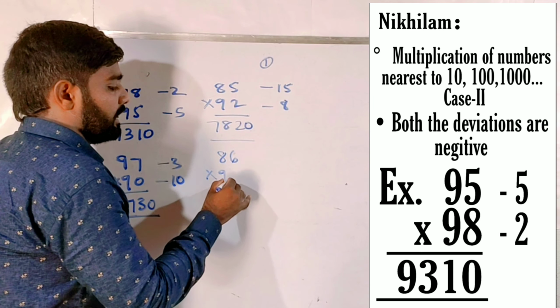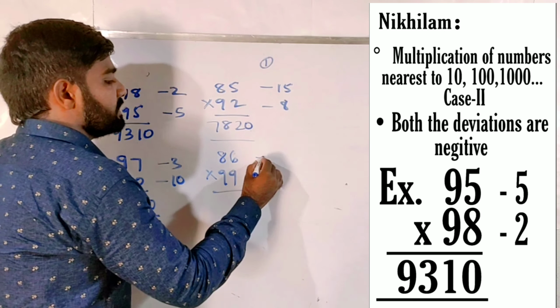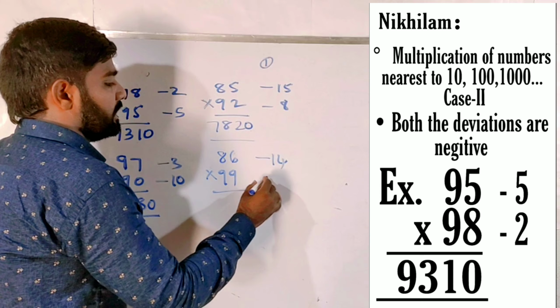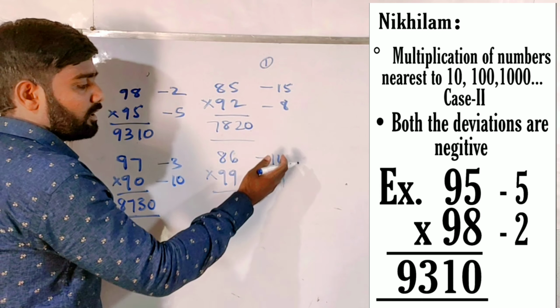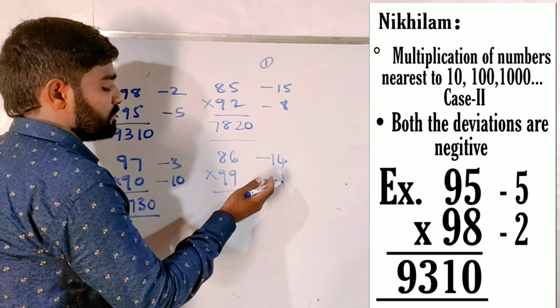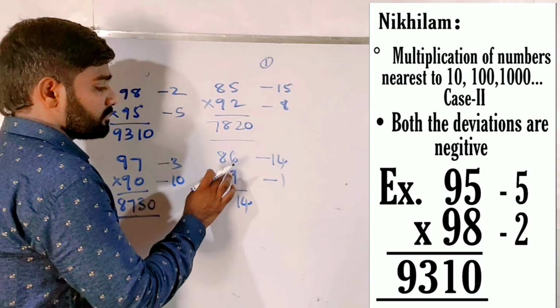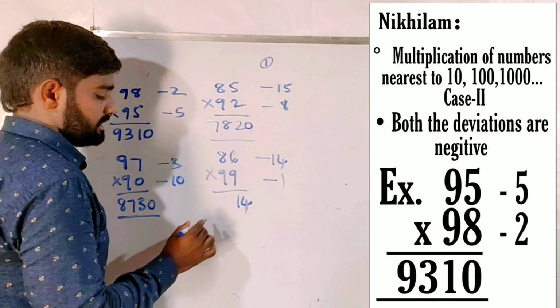86 into 99. Here the deviation is minus 14. Here deviation is minus 1. Their product is equals to 14 ones are 14, minus into minus plus 14. 86 minus 1 is equals to 85.